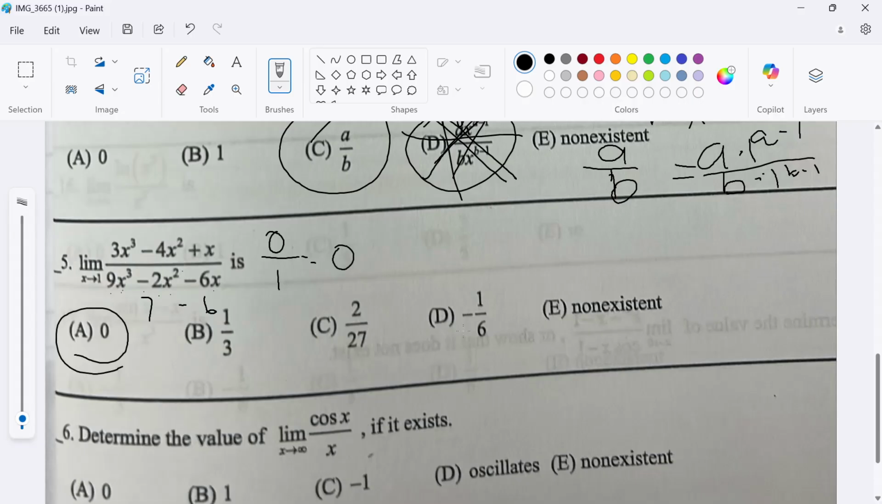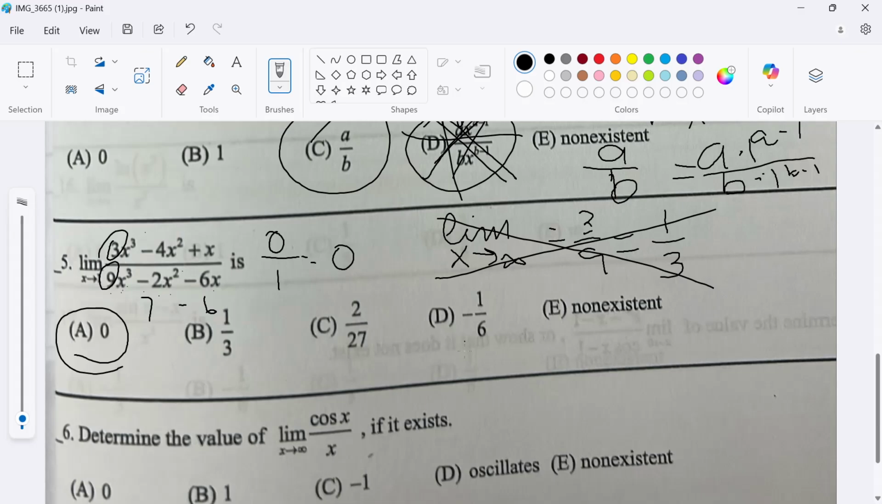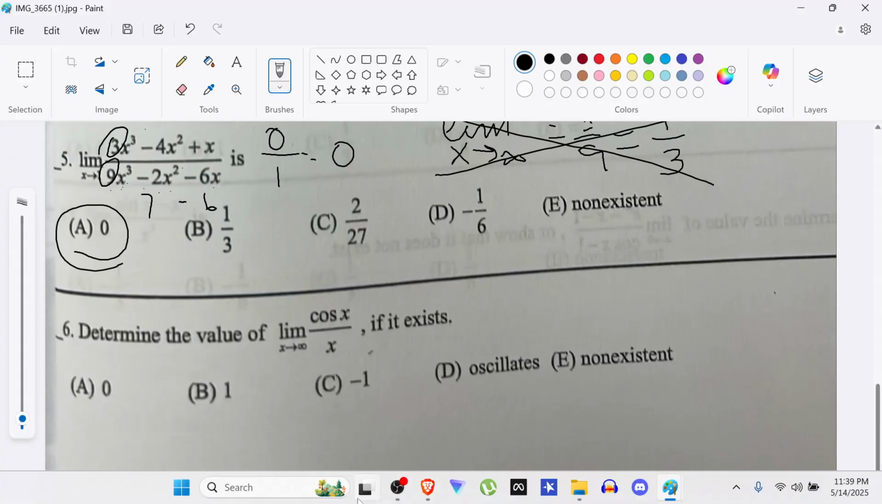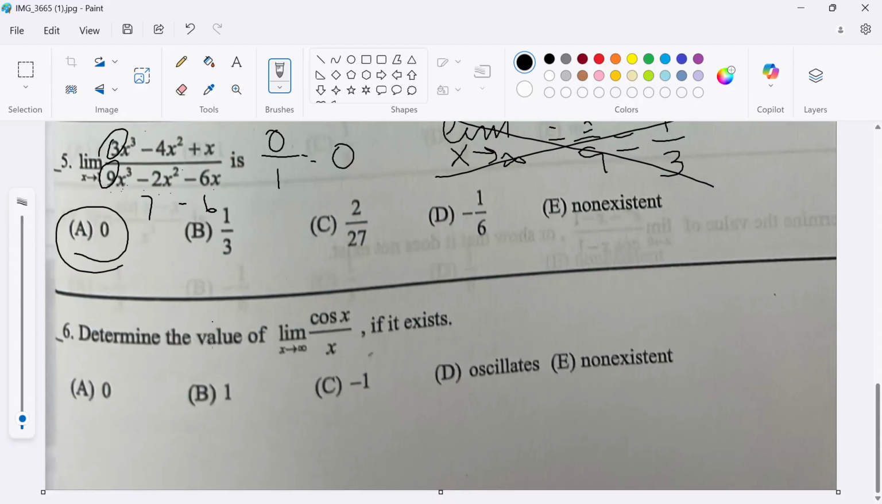If it were the limit as x approaches infinity, and I notice there's an x cubed on top and on bottom, I would just take the coefficients in front of x cubed. That would be equal to 3/9, which would be 1/3. But it's not asking for the limit as x approaches infinity. It's asking for the limit as x approaches 1. So it's 0. Let's try the next one.